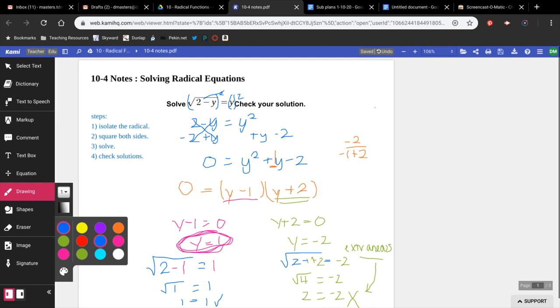Right here, we isolated the radical at the very beginning, and then we squared both sides, and we were able to solve it using our factoring method, and then we had to plug our solutions back in to check them at the end. So this required a lot of previous skills, things that we had learned before in previous units that we had to incorporate with the factoring and then the checking our work.